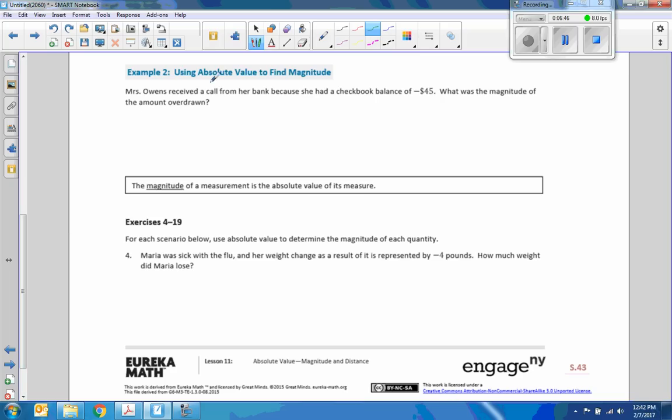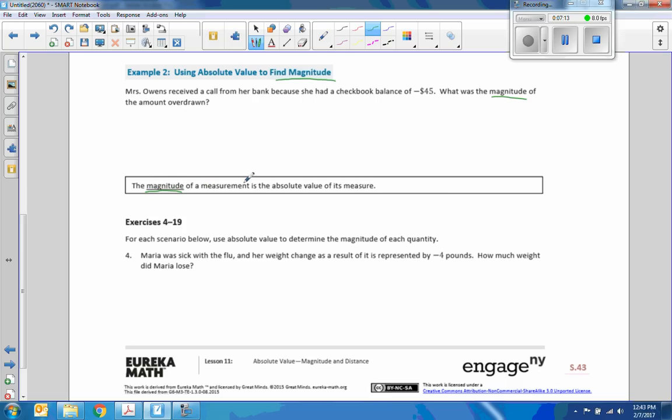Example 2. Using absolute value to find magnitude. Okay? Alright, so we're given an example, and we're given a new word, and then we're asked to answer a question using that word, but we don't know what that word is. But then down here, we're given a definition. So let's focus on this first.